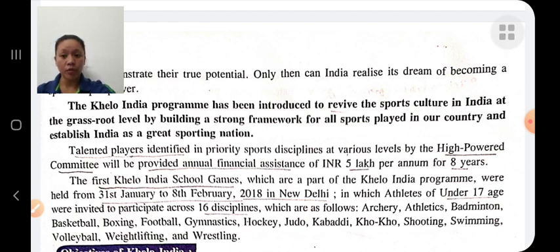The Khelo India program identifies players through a high power committee. The high power committee identifies talented players and provides them financial support of rupees 5 lakh per annum for 8 years.